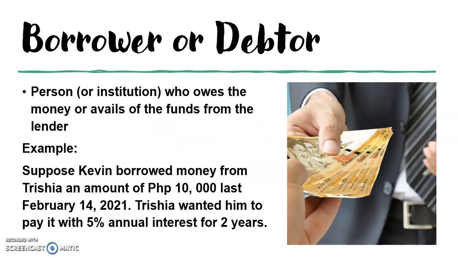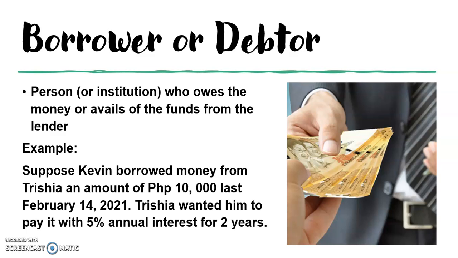Next, we have the borrower or debtor. The same, it can be a person or institution who owes the money or avails of the fund from the lender. So, walang borrower kung walang lender. Wala ding lender kung walang borrower. So, yung borrower, siya yung naghiram ng pera. Gumamit ng pera.